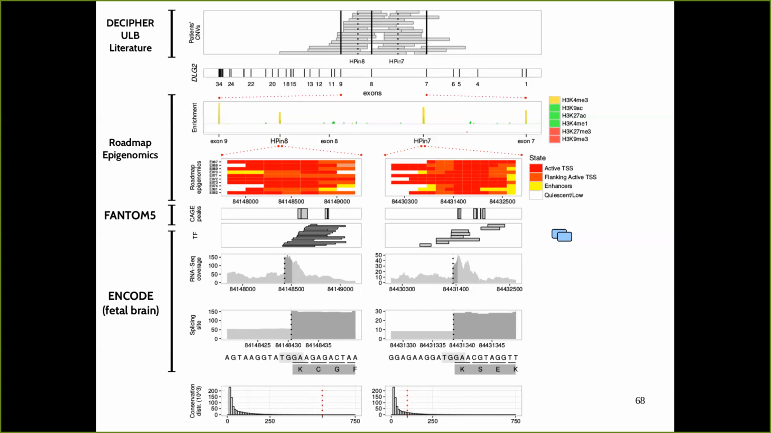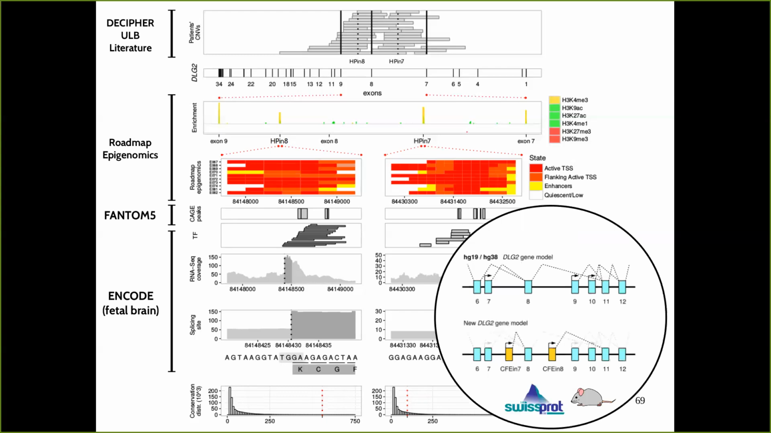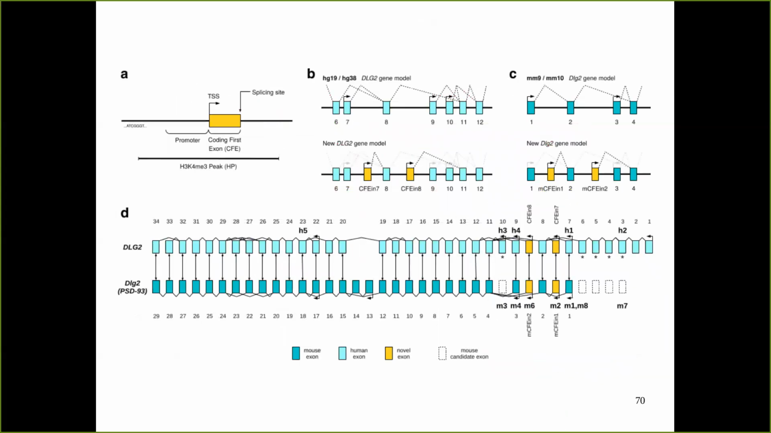So this gives an overview, a little bit more technical, about the methodology that we used. And all this helped us to identify two novel exons, validated using SwissProt, that are conserved in mouse. Now, this is a picture from the article that summarizes what we have done, and that we extended this research to the mouse genome. So basically, we found that those two novel exons in human have orthologs in mouse.